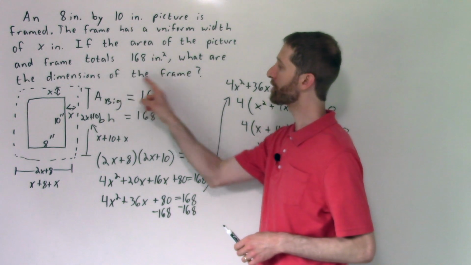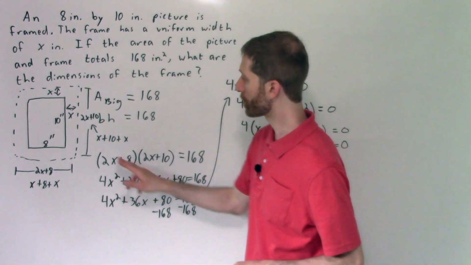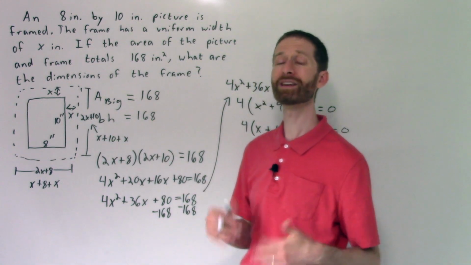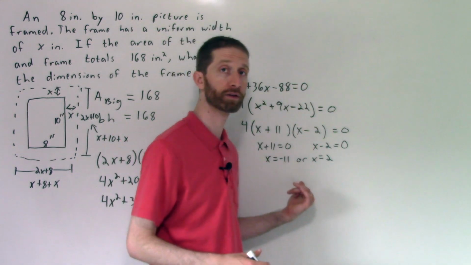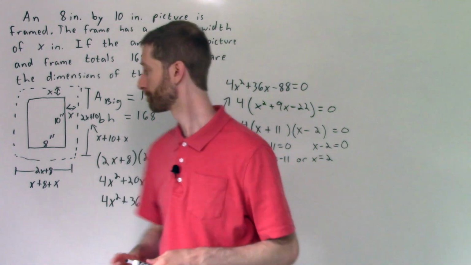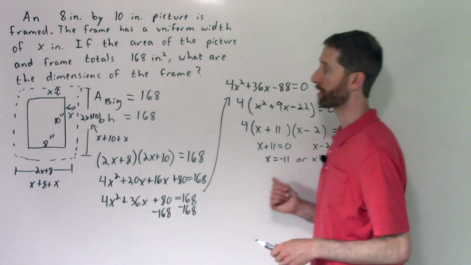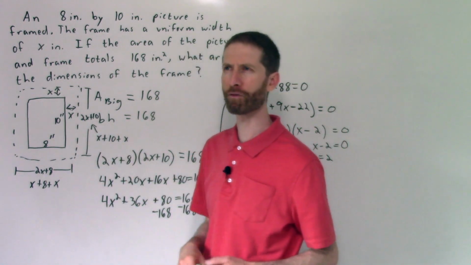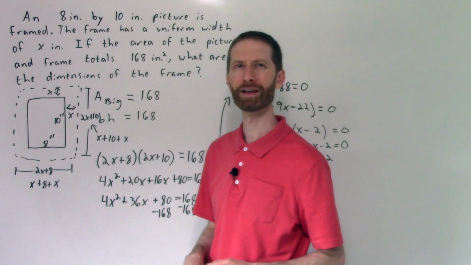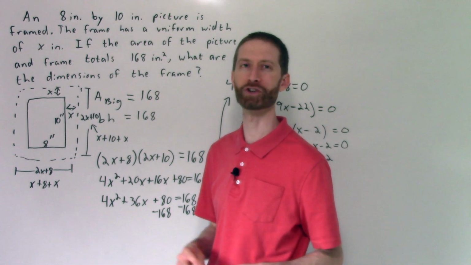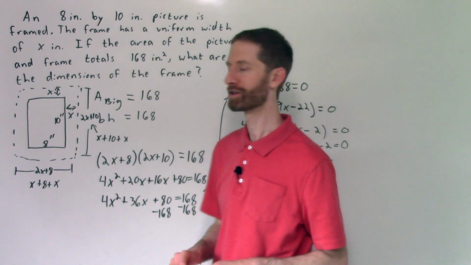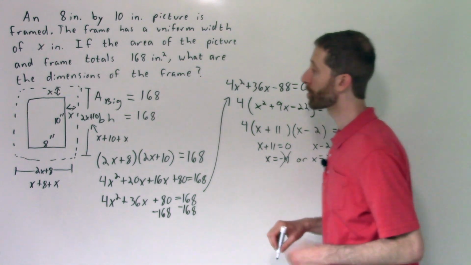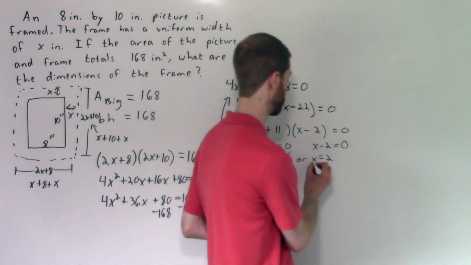We want to know what the dimensions of the frame are. Well, we know they're 2x plus 8 and 2x plus 10. So we needed an x value, which we have 2 of. One of those will not work. The negative 11 doesn't work, because if I plug that in into the frame, I'd have a frame that is negative in width. It's like a black hole frame that sucks in the picture. That's kind of strange. So as far as the real world goes, negative number does not work here. So our only answer for what x is 2.